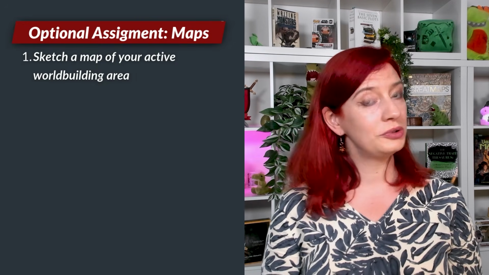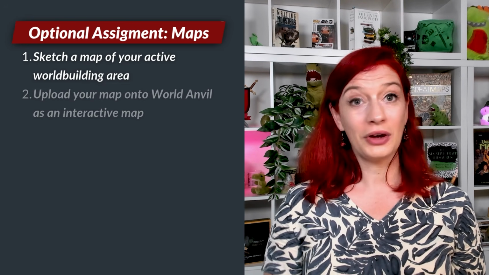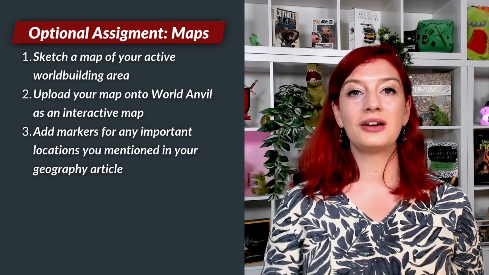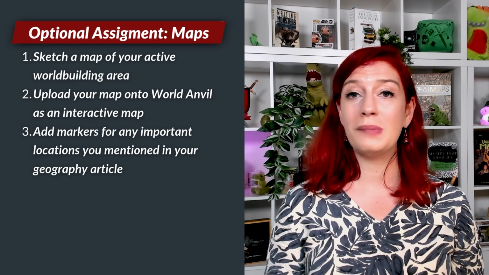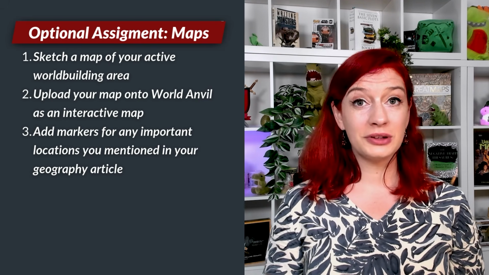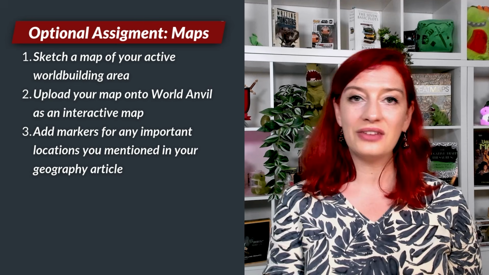So, as an optional assignment, sketch a map of your active world building area. Upload it to World Anvil as an interactive map. Then, add markers for any of the important locations you mentioned in your geography article. As you create more landmarks, settlements, and even geopolitical organizations like countries and empires, add them to your map to keep your world updated.